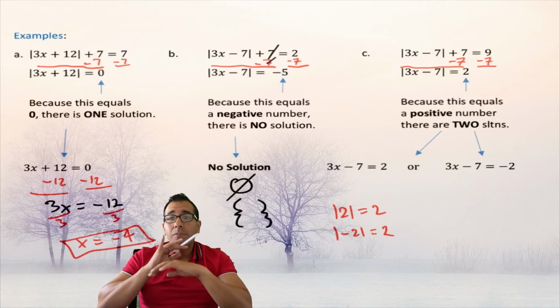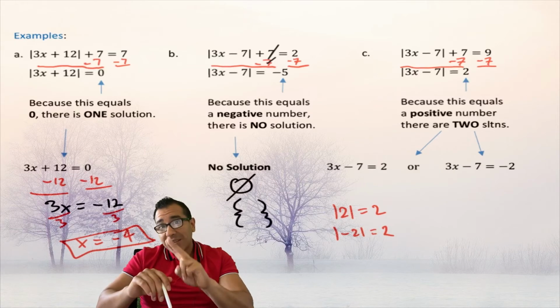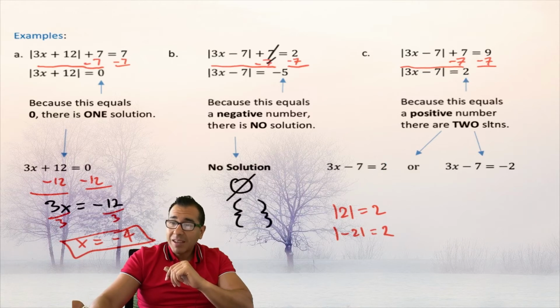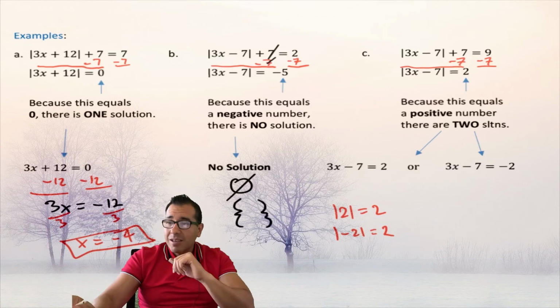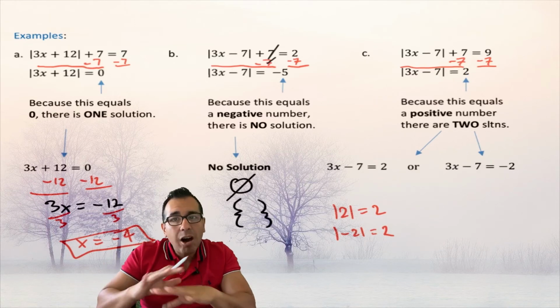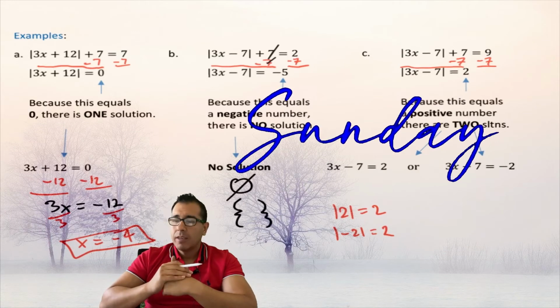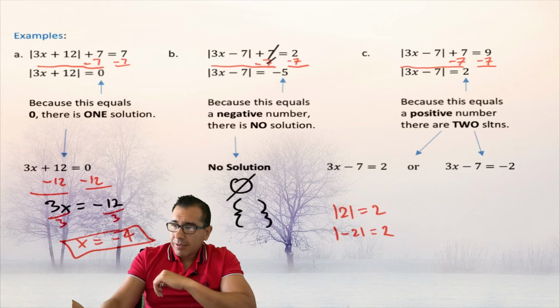So make sure that you set up these 2 equations. What I like to tell my students is that one of them you set equal to the positive of that number, and the other, with the absolute value signs removed, is going to equal the negative of this number. And that always happens, even on Sunday.